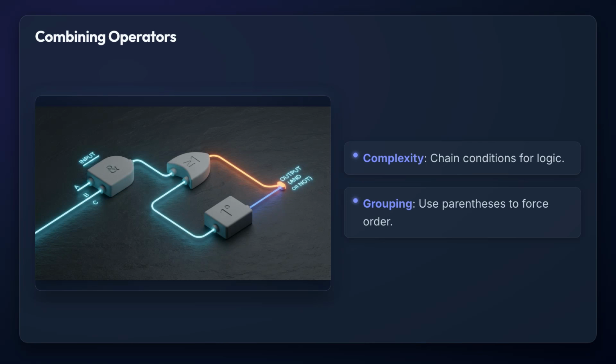As your programs grow, you will often need to chain these together. You can combine multiple AND, OR, and NOT operators to create sophisticated logic. Always use parentheses to group your conditions explicitly. It keeps your code readable and ensures the logic executes exactly in the order you intended.